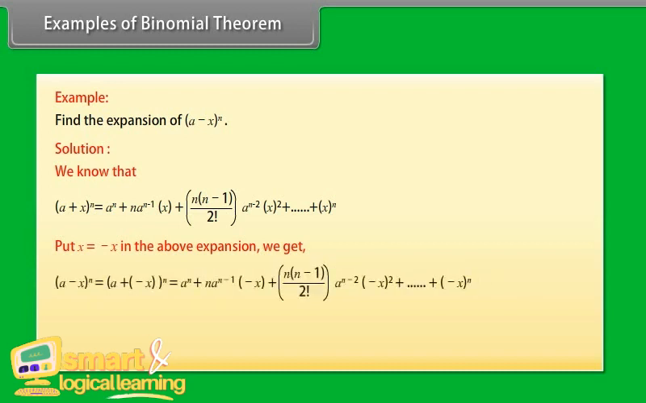We get aⁿ − n aⁿ⁻¹ x + n(n−1)/2! aⁿ⁻² x² and so on up to (−1)ⁿ xⁿ.